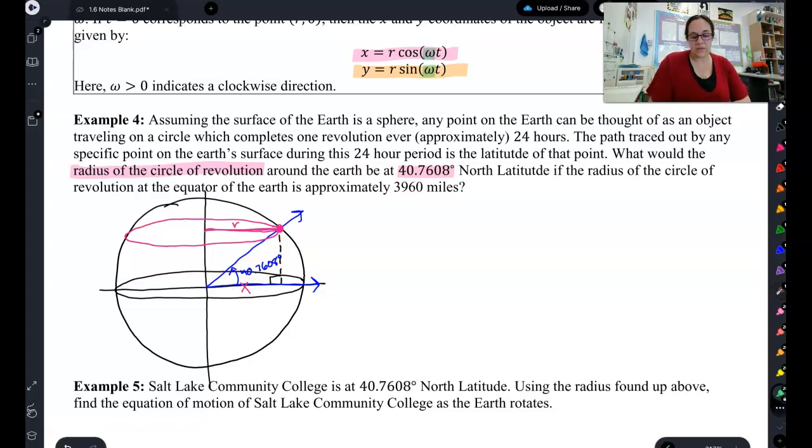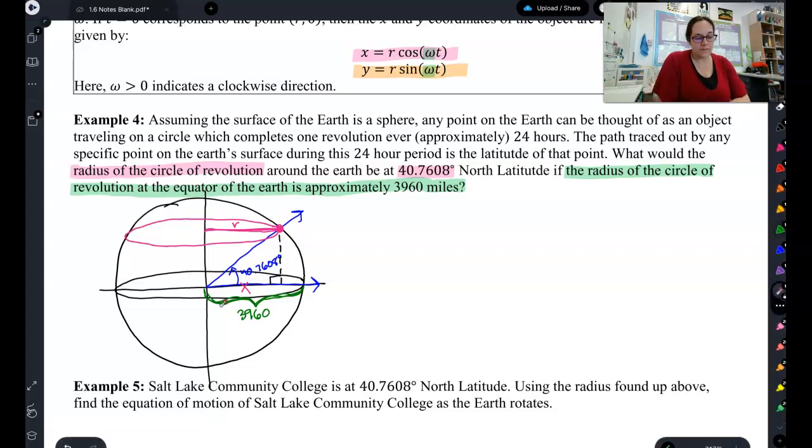So let's read our last piece of information. We know the radius of the circle of revolution at the equator is approximately 3,960 miles. So we are now at the equator right here, and here's our circle of revolution. And we know the radius of this circle at the equator is 3,960 miles. So I know this radius at the equator is 3,960.